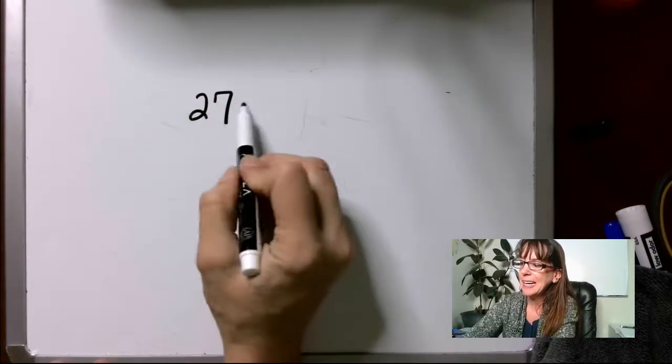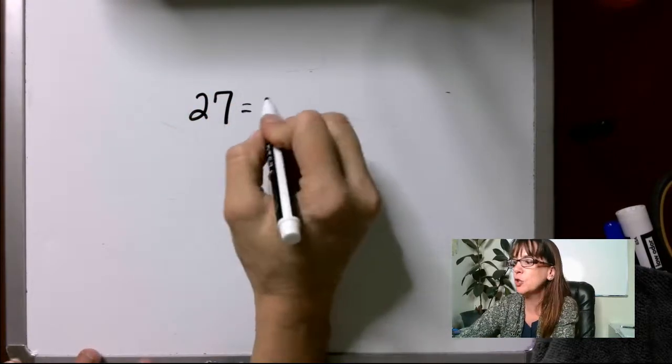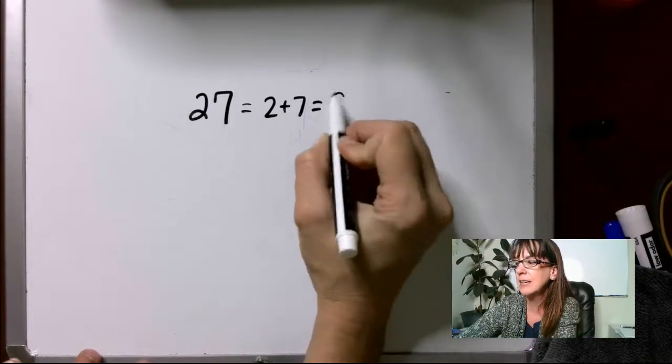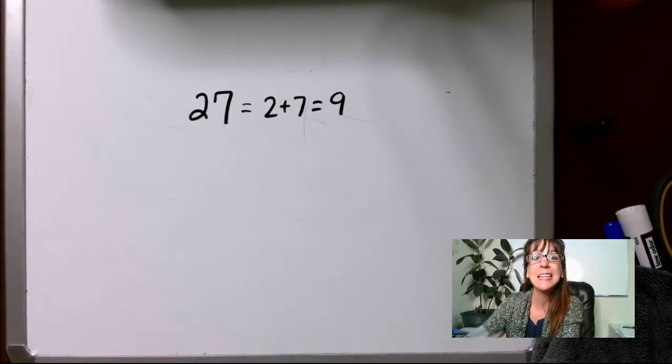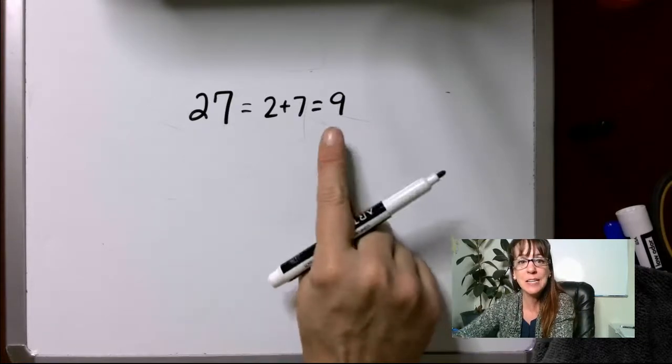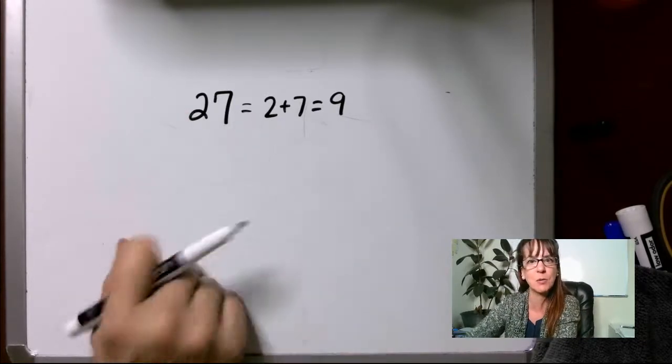Now let's get back to 3. 27. Guys, what we have to do is just add these up. 2 plus 7 gives us 9. Does 3 go into 9? Then 3 is going to go into this number. Same with 9. Does 9 go into 9? Then 9 is going to go into this number as well.